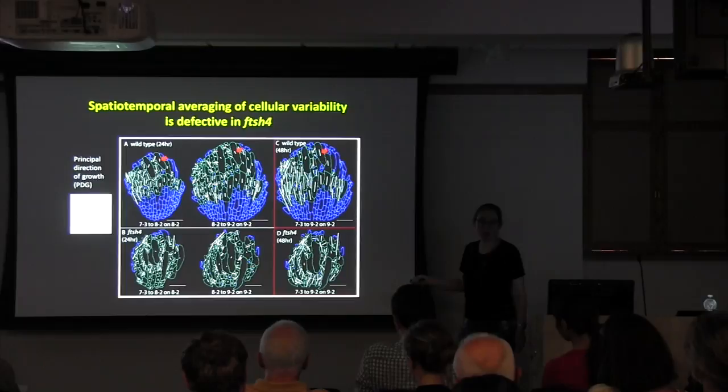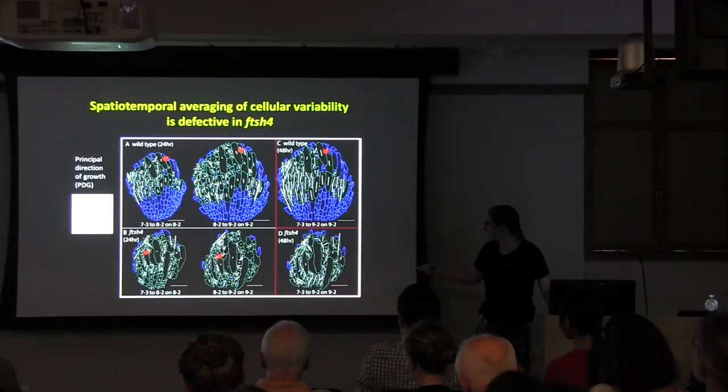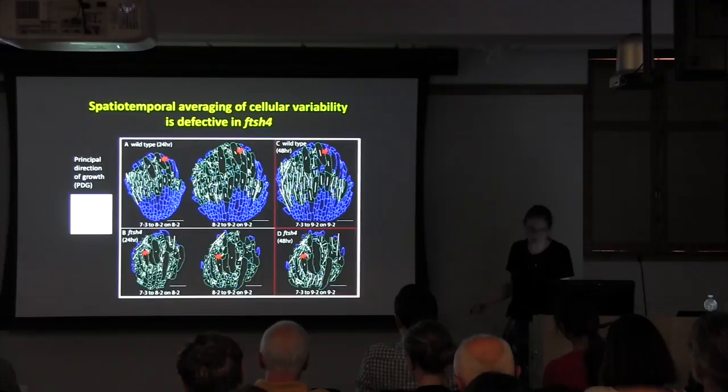After 48 hours, the directions are still highly variable. And if you go longer, it still doesn't average. So this cell is growing quite to the right. It's still growing a bit to the right. And over 48 hours, it's growing a bit to the right. So it's not averaging properly.